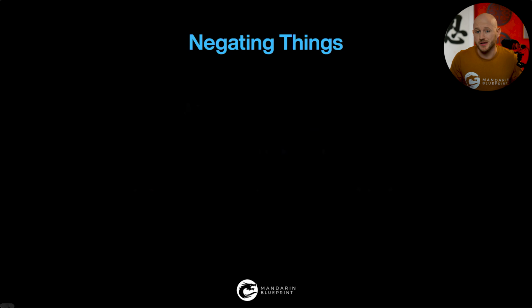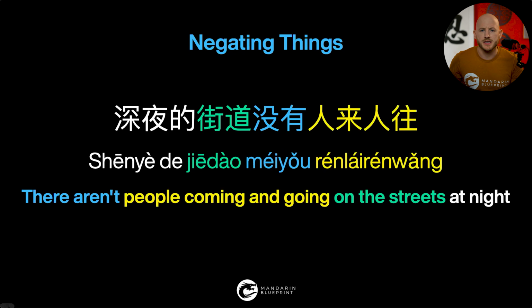It's still a negation regardless. 深夜的街道没有人来人往. There aren't people coming and going on the streets at night. So what's the place? The 街道. Now, there's a description added to the place. 深夜的街道. Okay, fine. The street at night, but that's actually irrelevant here. There is a place, 街道.